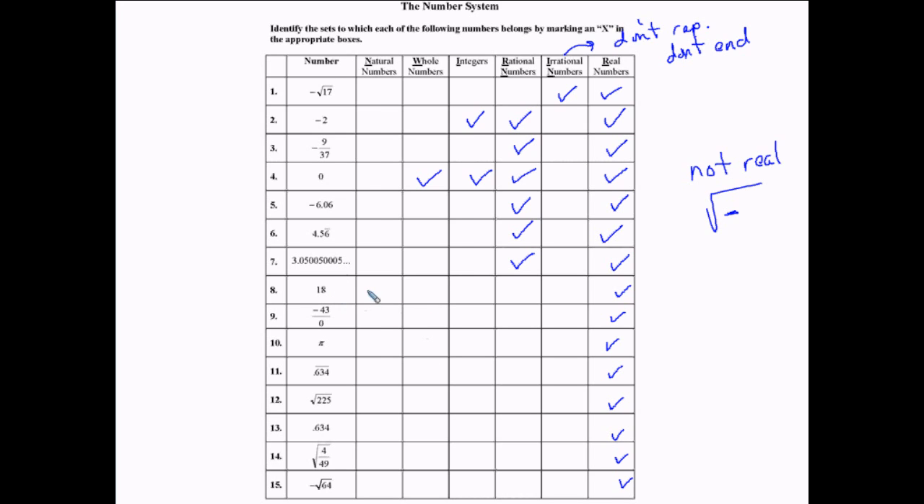18. Well, we can count to 18, right? That makes it natural. If it's natural, it's all of those. Negative 43 over 0. Oops, I lied. I wasn't paying attention. Can you divide by 0? Okay, so not real. Imaginary does not exist.